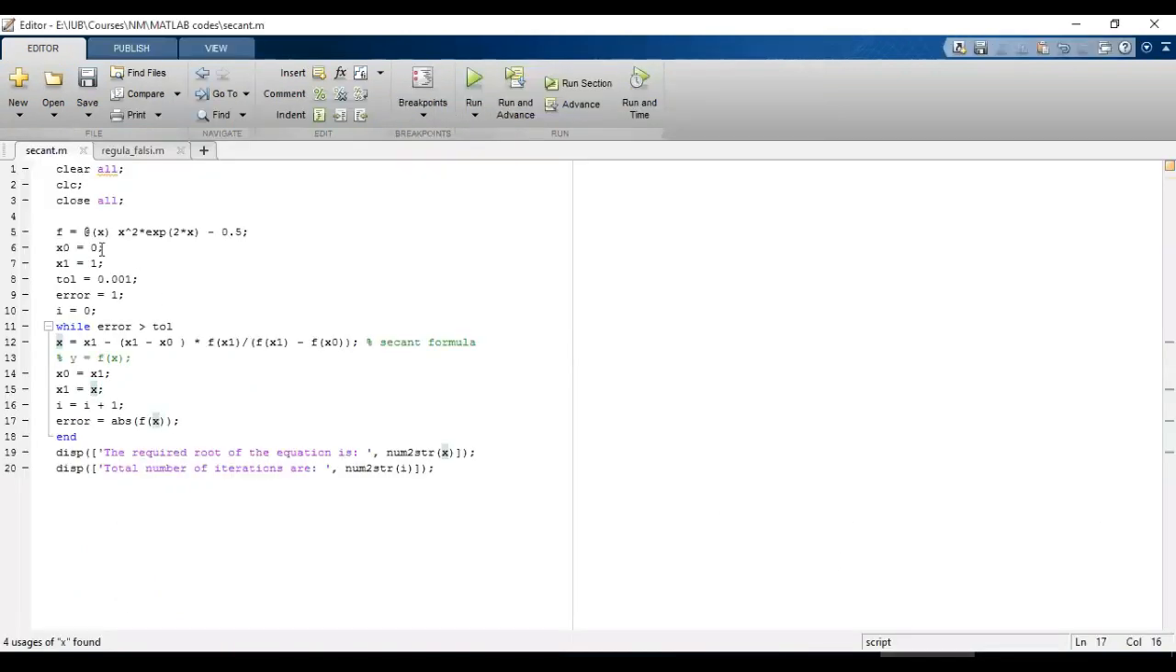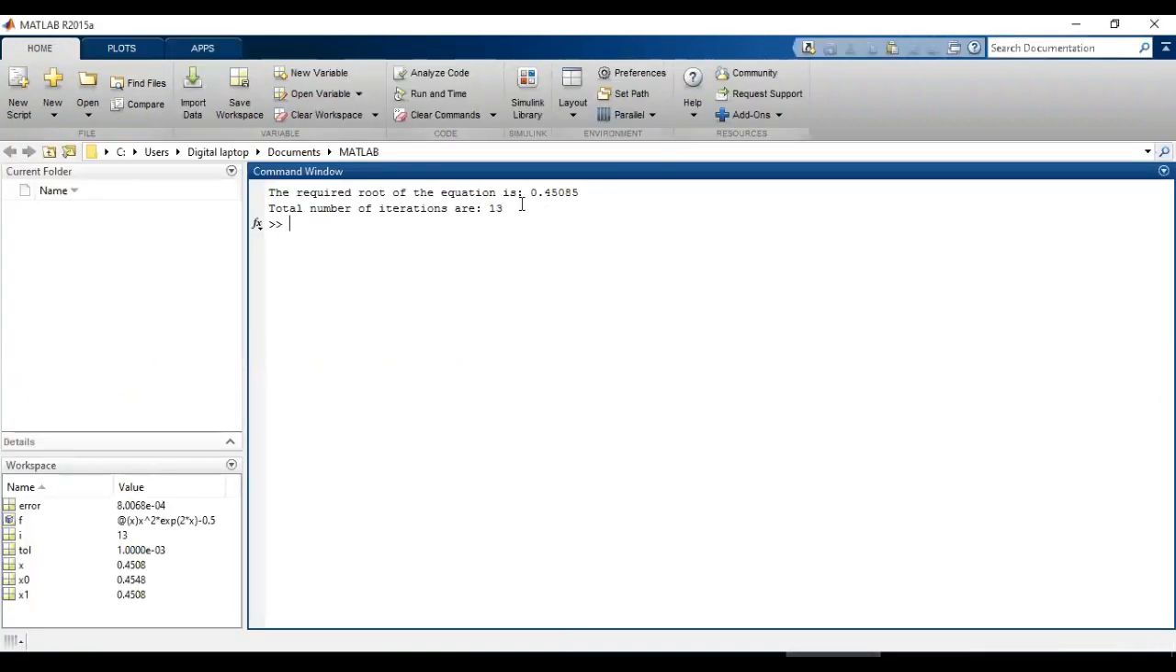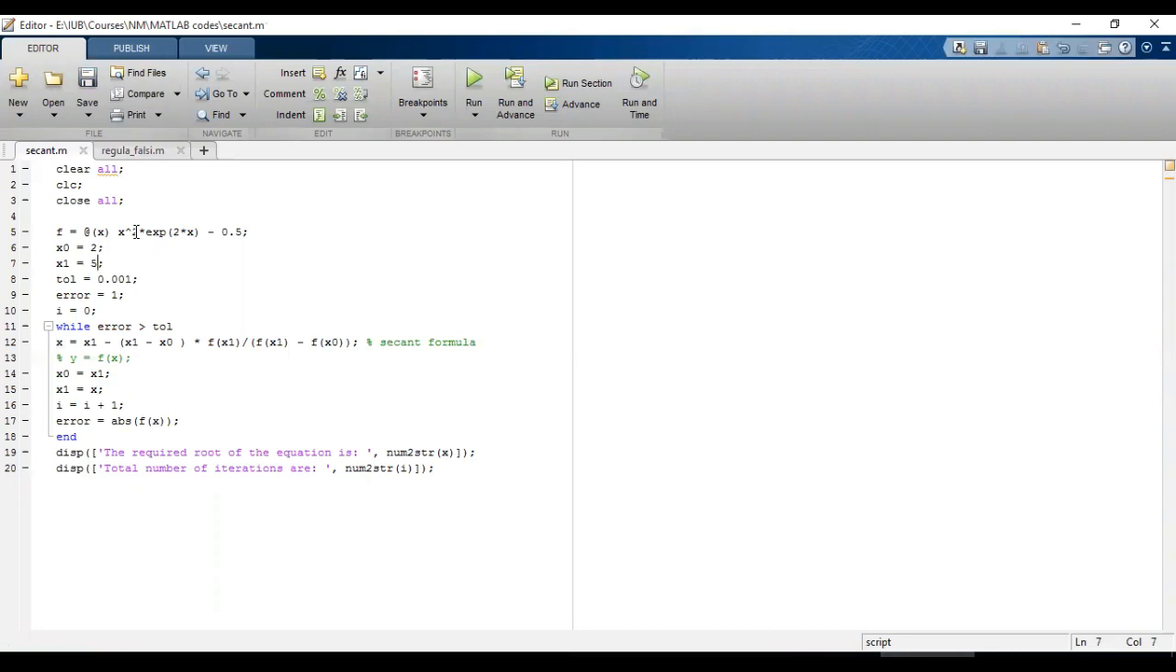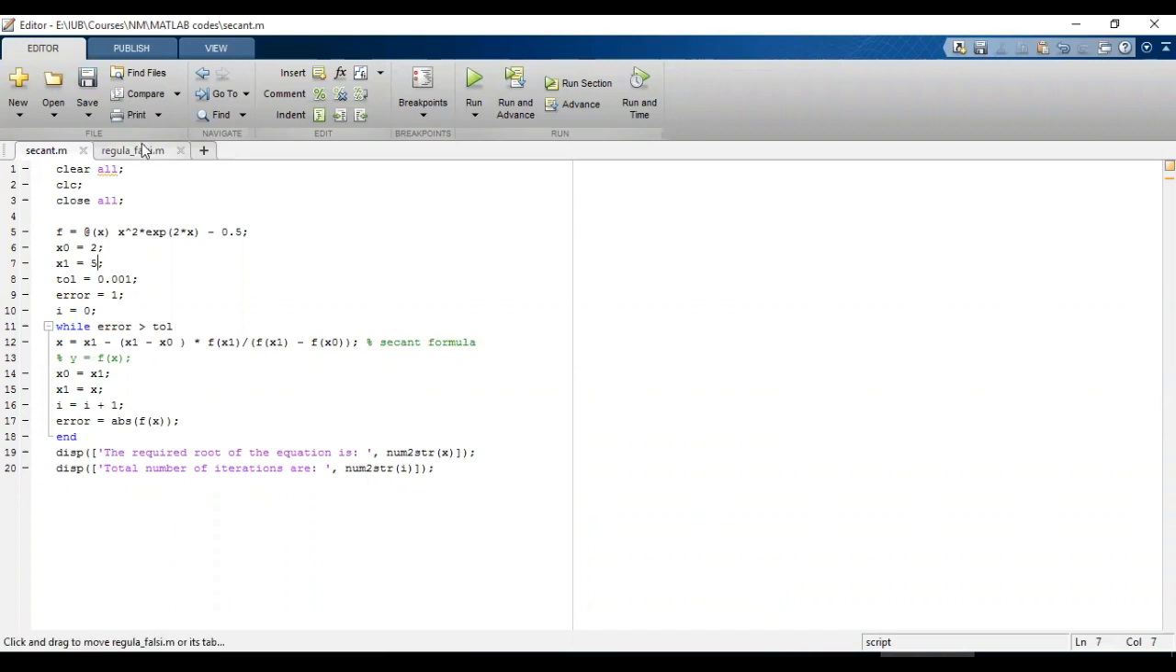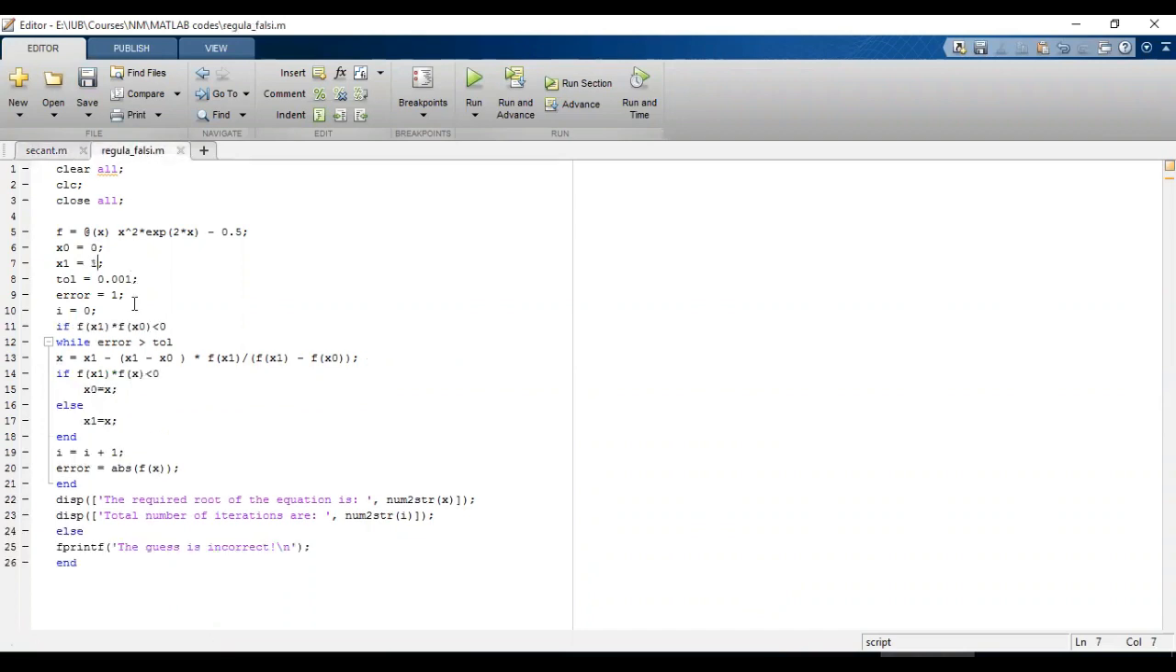So in the secant method, if I change my range from, let's say, 2 to 5, I will still get the correct answer. So you can see again our root is 0.4505 and the total number of iterations are 13. So even if our solution doesn't lie in this range of 2 to 5, still the secant method is able to produce the correct solution. So now let's move towards the false position method.